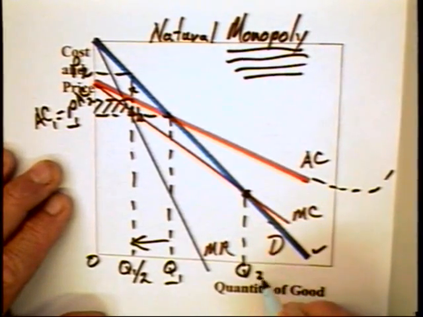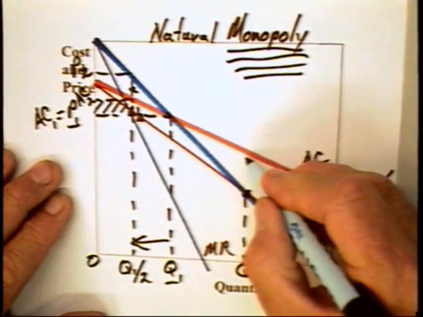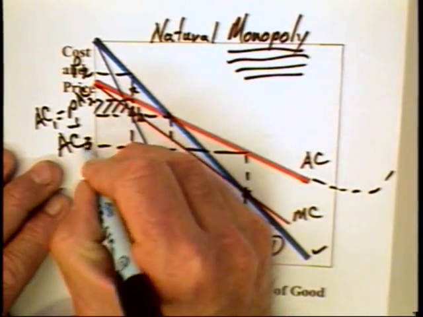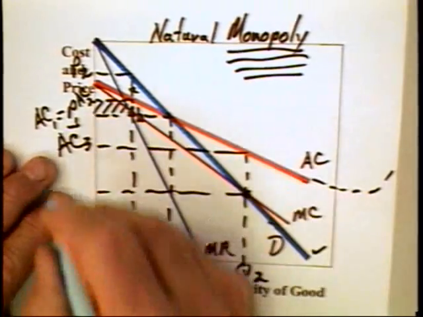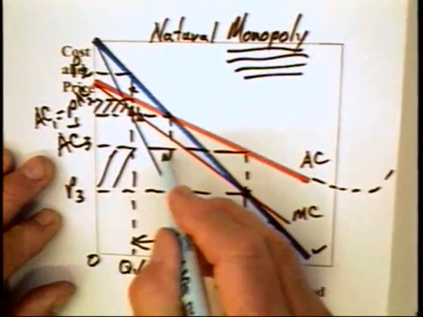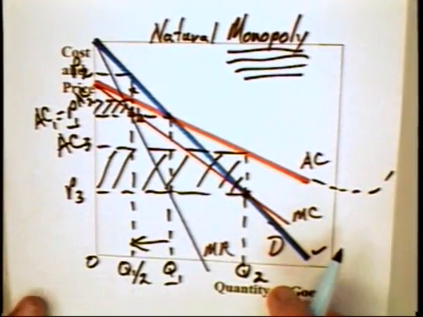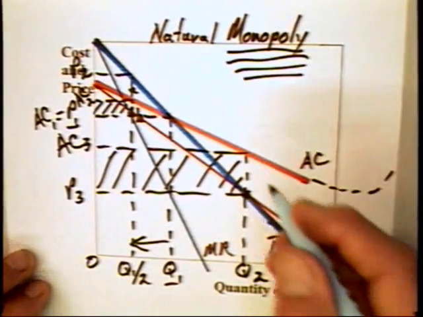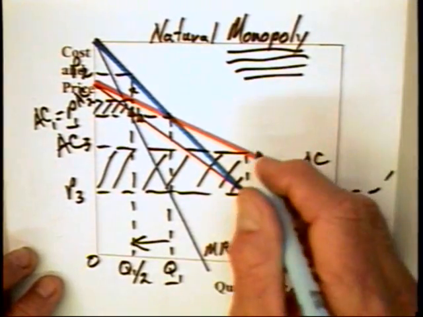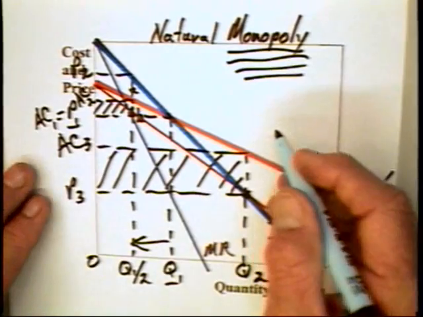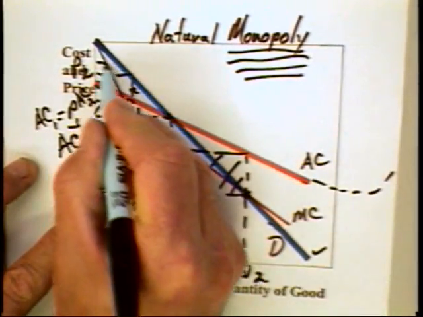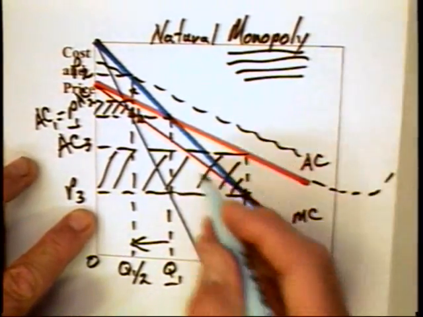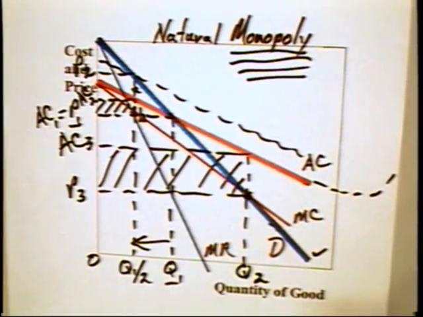But the efficient output level means that the firm will be losing money. Its average cost is going to be AC3. The price that it can charge is going to be P3. It's going to be losing money equal to that. The argument is sometimes made that what we need to do is subsidize natural monopolies so that they can, in fact, produce the efficient output level. The problem here, of course, is that once you start subsidizing any firm, the average cost curve of production can, in fact, start going up. And if it starts going up, the price may have to go up also.